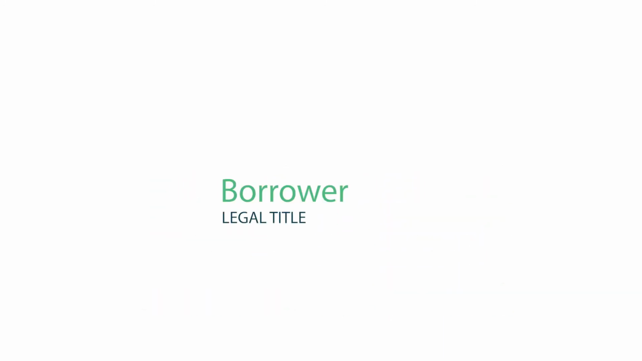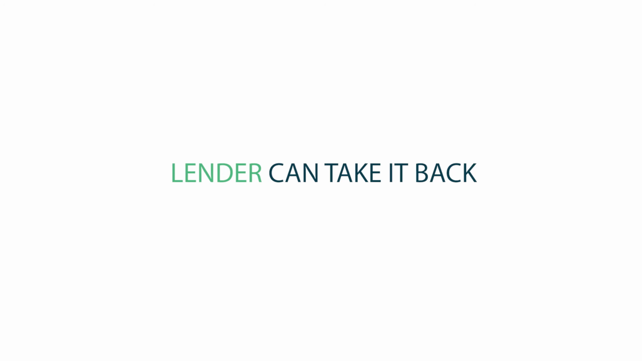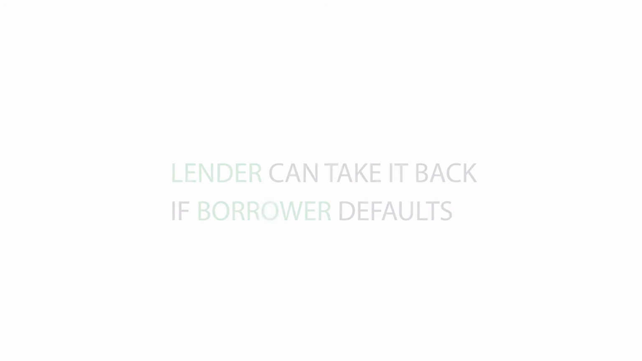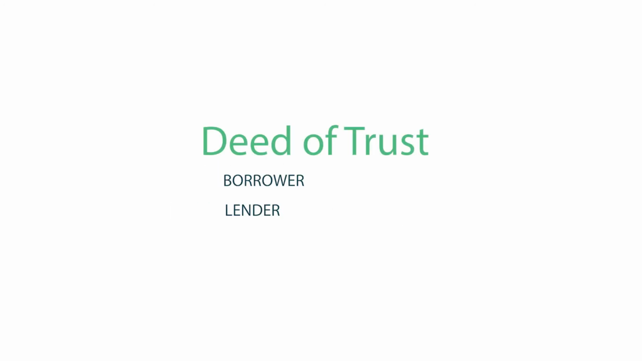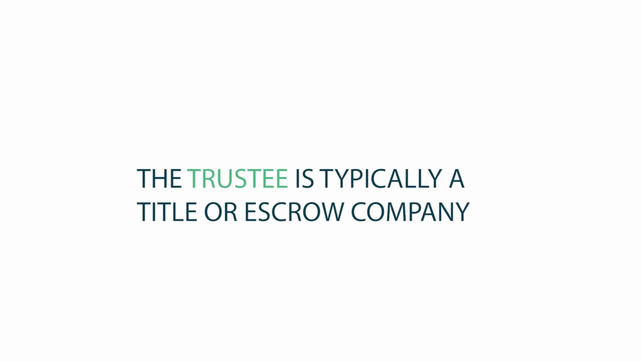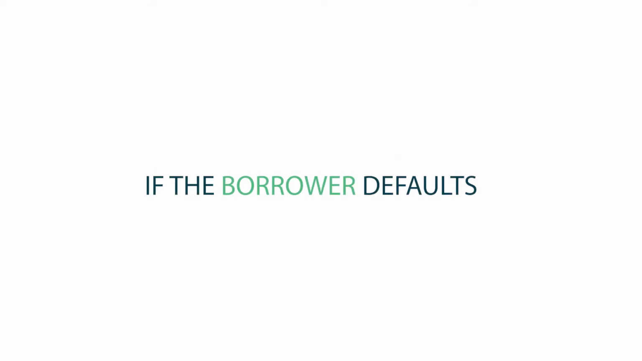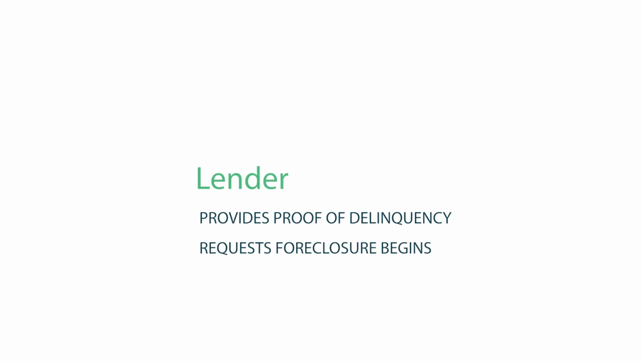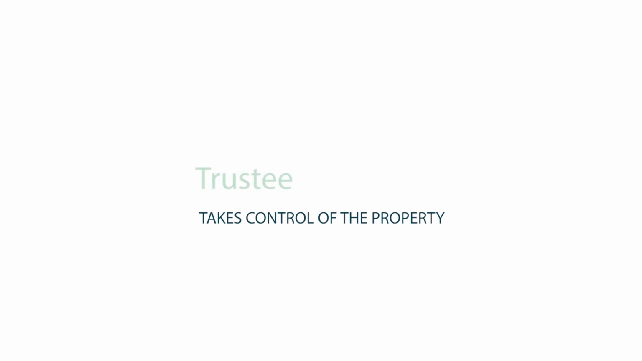In addition to lien and title theory, some states have taken an intermediary approach. In these cases, the borrower retains the title, but the lender can take it back without judicial proceedings if the borrower defaults. The deed of trust lists the borrower, lender, and a third party called a trustee that holds the title until the loan is fully paid. Typically, the trustee is an escrow or title company. If the borrower defaults on the loan, the lender provides the trustee with proof of delinquency and requests that foreclosure begin. The trustee takes control of the property and sells it on behalf of the lender.